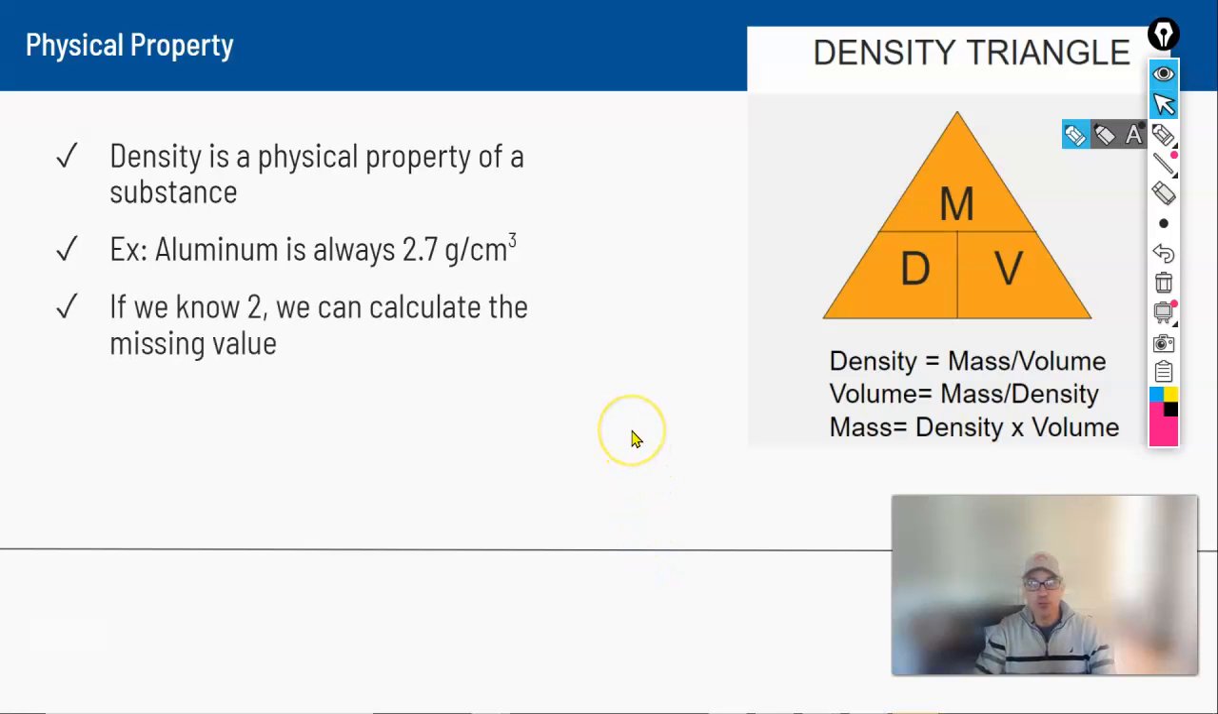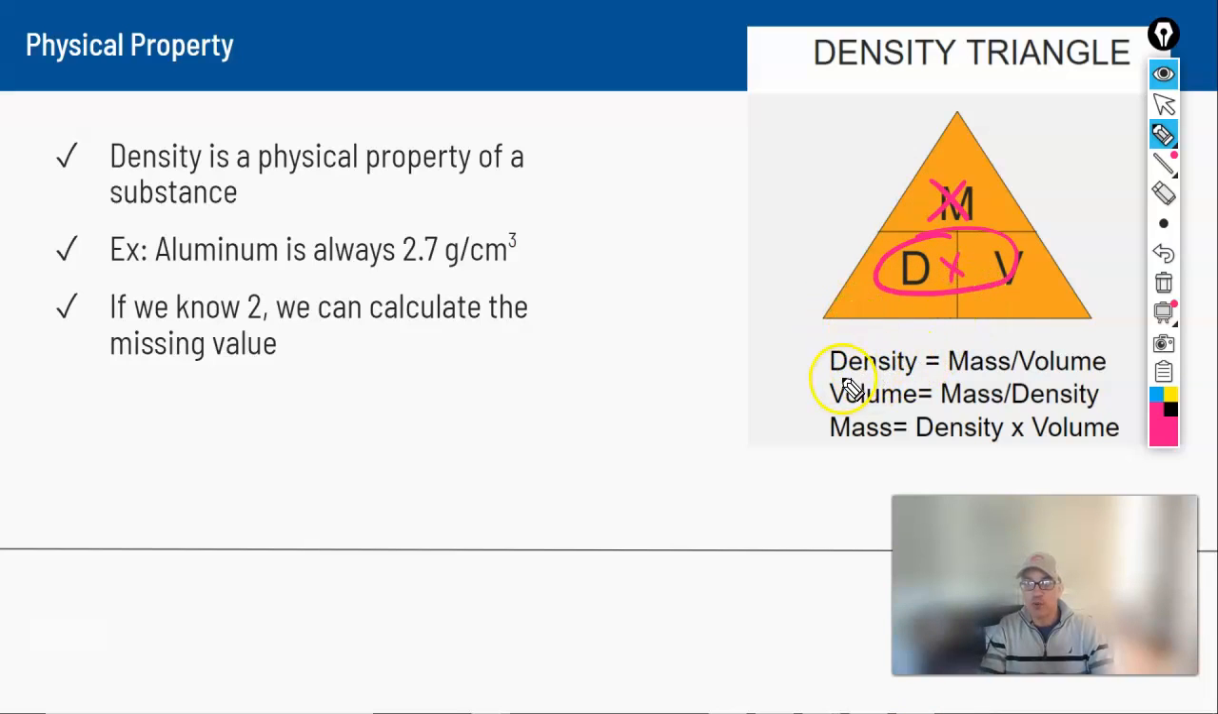So if we know 2 of these 3 things, we can calculate the missing value, and we're going to work on some practice problems here in a moment. For example, if I know mass and volume, I can divide them to get density. And the way the triangle works is, if I don't know density, I can make a division between mass and volume. If I didn't know volume, I take the mass and divide by density. And if I didn't know mass, and I'm trying to figure it out, I would just multiply these 2 numbers together.